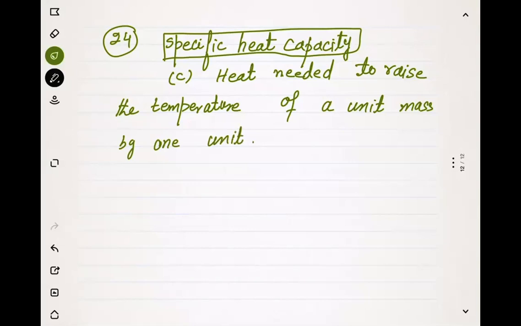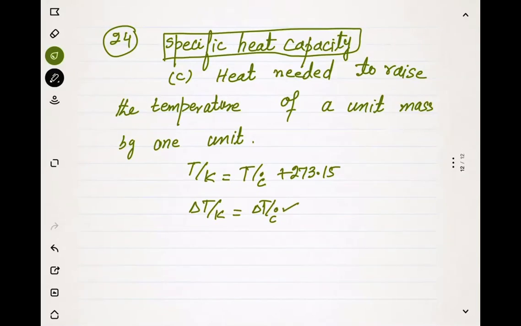You also know from your O level that temperature in Kelvin is equal to temperature in degrees Celsius plus 273.15. However, the change of temperature in Kelvin will be the same as the change of temperature in degrees Celsius. For temperature we have a different formula, and for change of temperature the formula is same. A very famous formula in your O level was Q is equal to mc delta theta.